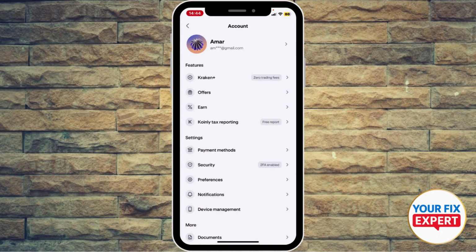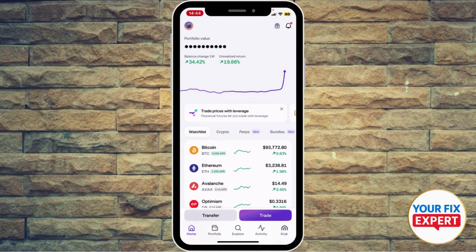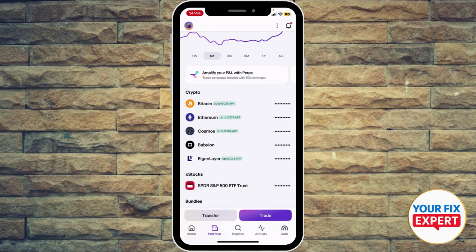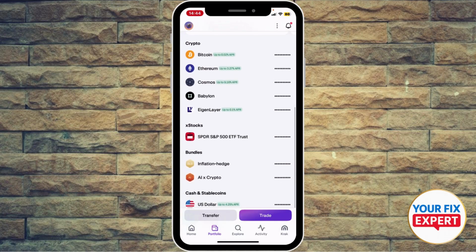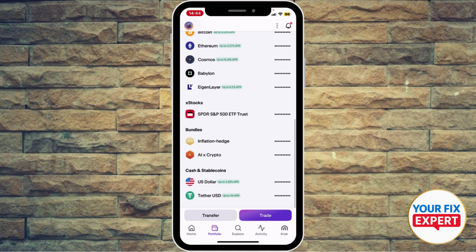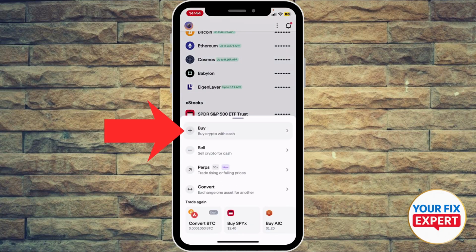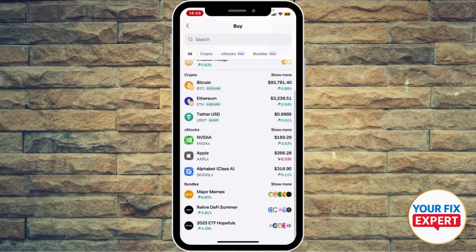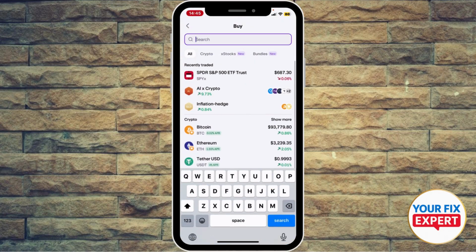All right. Next, funding your account. If you want to deposit cash or crypto, hit portfolio at the bottom left here to see exactly your portfolio here. And this is my crypto portfolio: stocks, bundles, and cash. If you want to fund cash, hit trade at the bottom right. Hit buy. And you can just try to pin down USD.